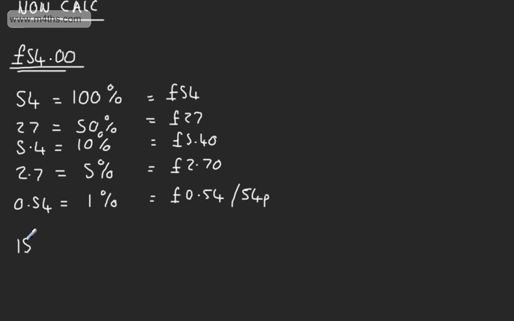If I wanted to find 15%, all I would do now is add 10% to 5%. So 10% plus 5%. What we've got here are these two values added together, and that's going to give me now £8 and 10p. So all I've done is added the two values, and we can find that. That's one way that you could look at it.